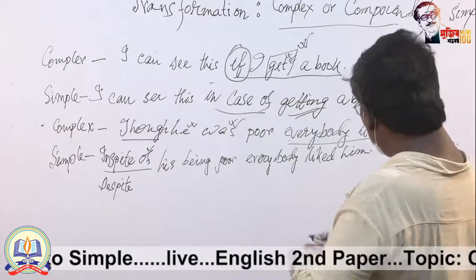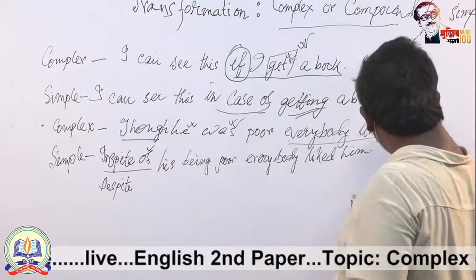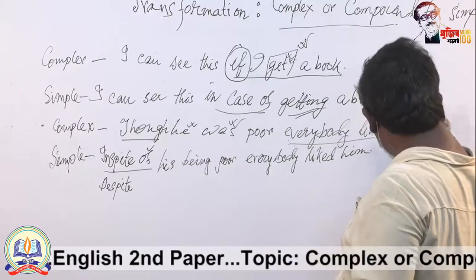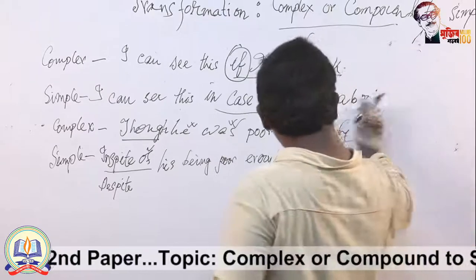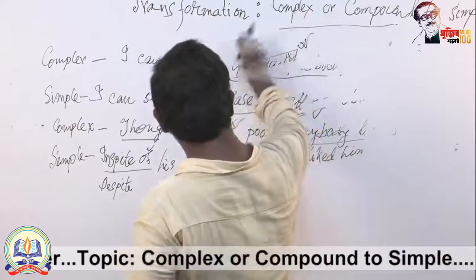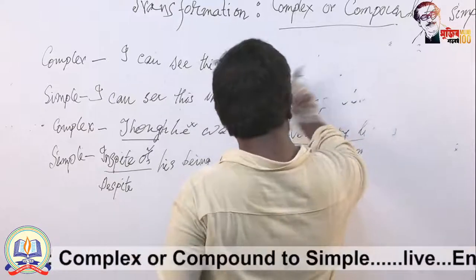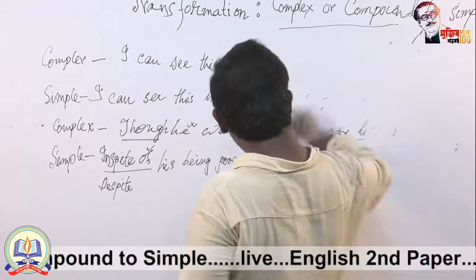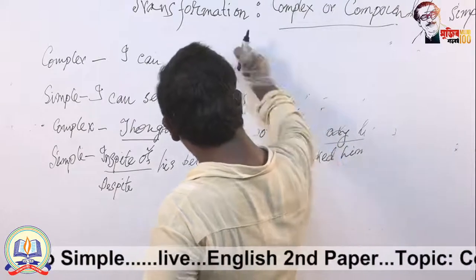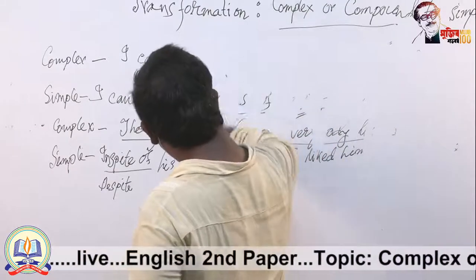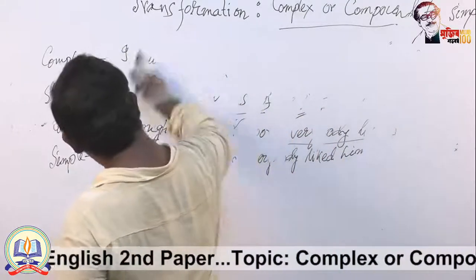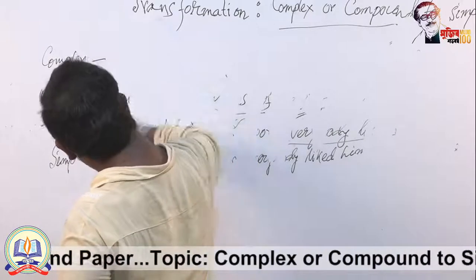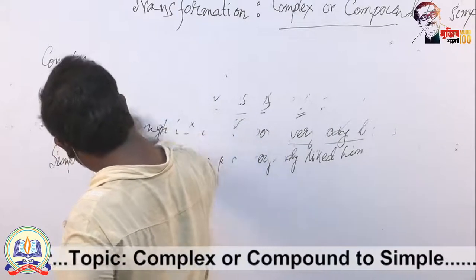Now, I am going to show you the rules of transformation of another structure of complex sentences. You know, so that and so plus adjective plus that can also be used as clause connectors in complex sentences.